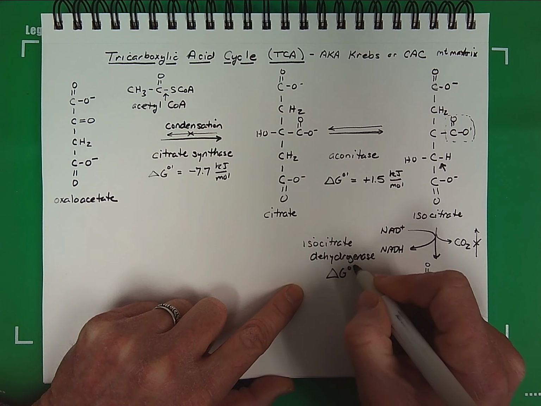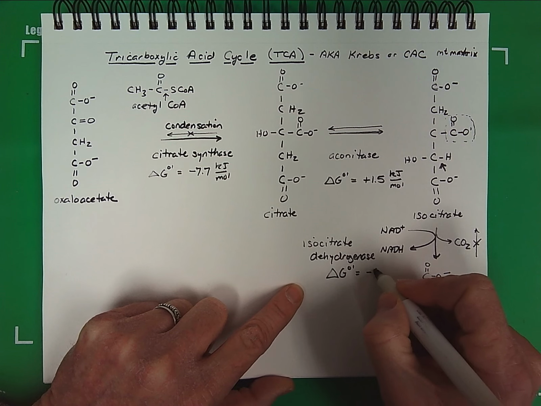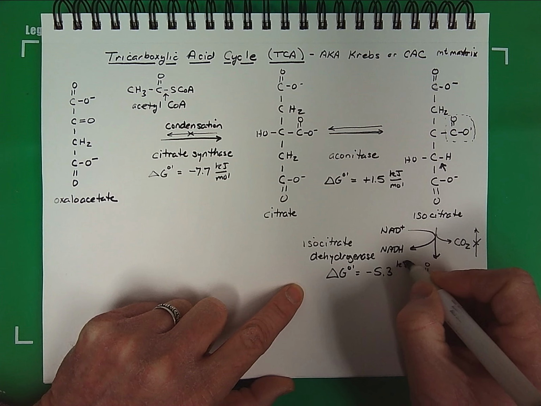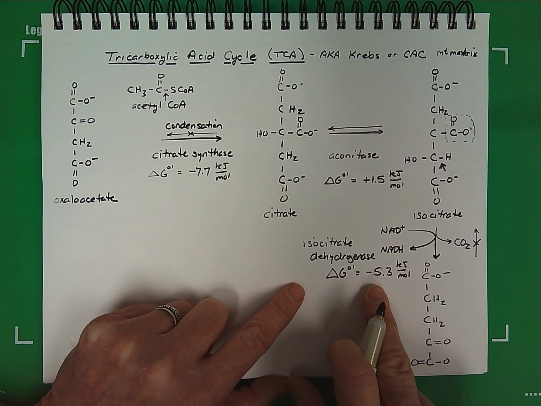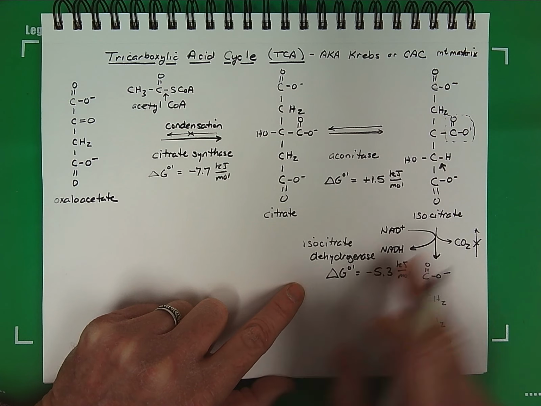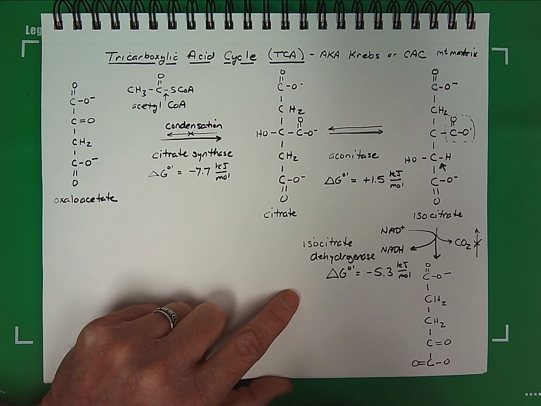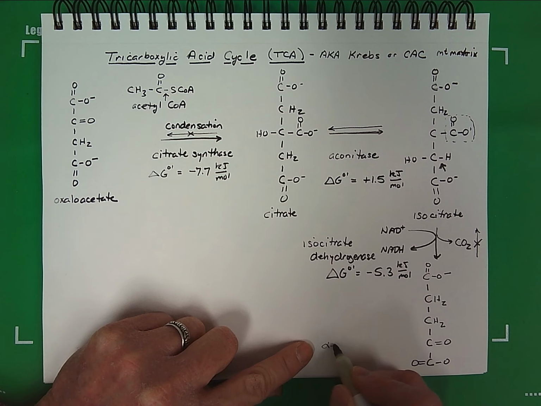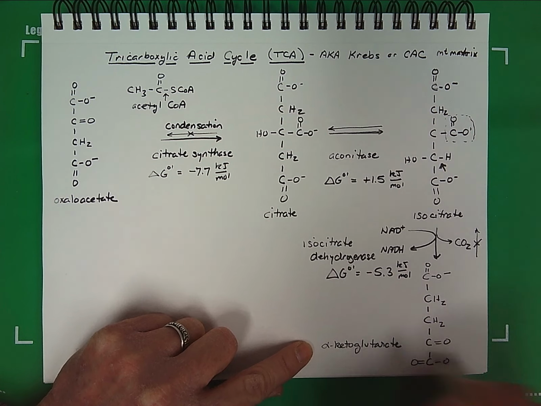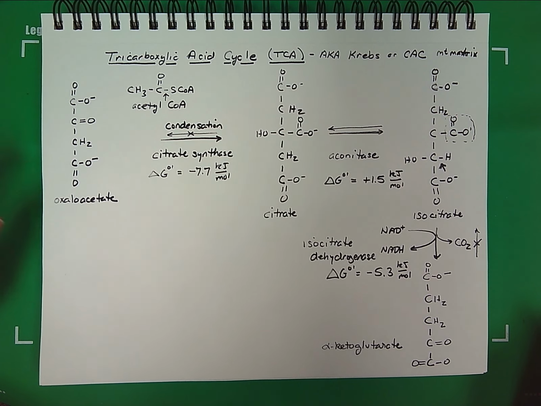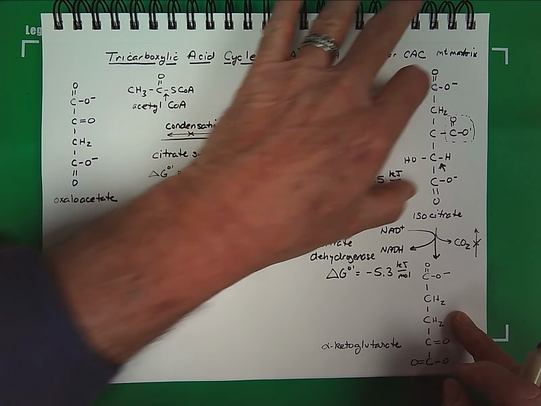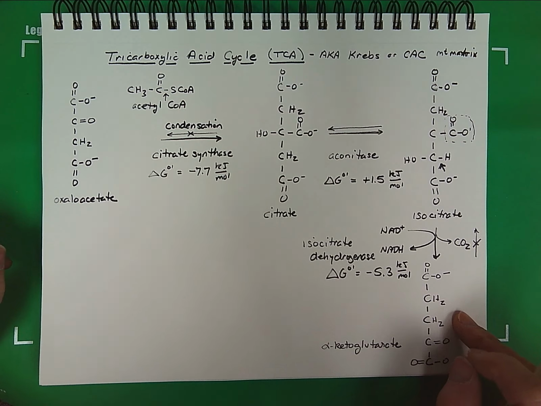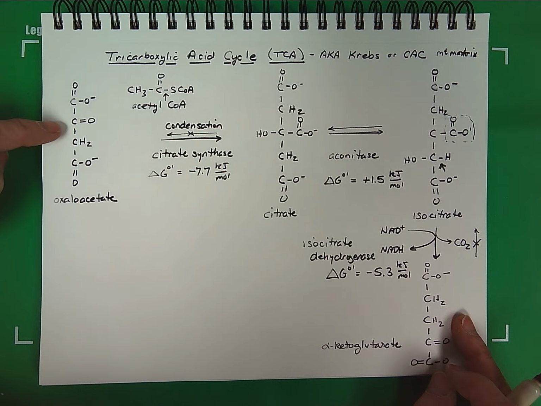And that is primarily because the standard free energy of this reaction is a negative 5.3 kilojoules per mole. So this large negative delta G is being driven by the redox reaction, and that makes it a one-way reaction. The product that we are forming here is called alpha-ketoglutarate. Important to know, we've lost a carbon. We started out with our 6-carbon intermediate, and now we're down to a 5-carbon intermediate. Remember, ultimately this is a cycle, so we have to get back to 4 carbons.